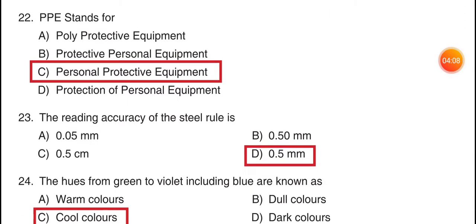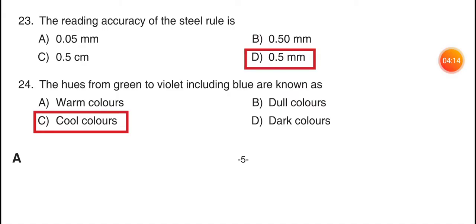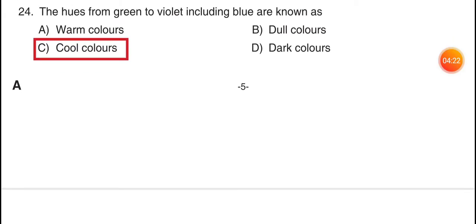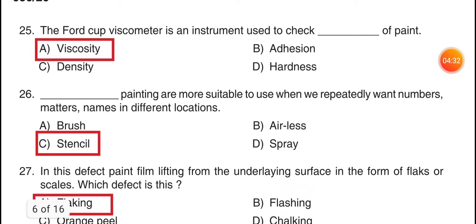22. PPE stands for. Option C, personal protective equipment. 23. The reading accuracy of the steel rule is. Option D, 0.5 mm. 24. The hues from green to violet including blue are known as. Option C, cool colors. 25. The Ford Cup viscometer is an instrument used to check dash of the paint.